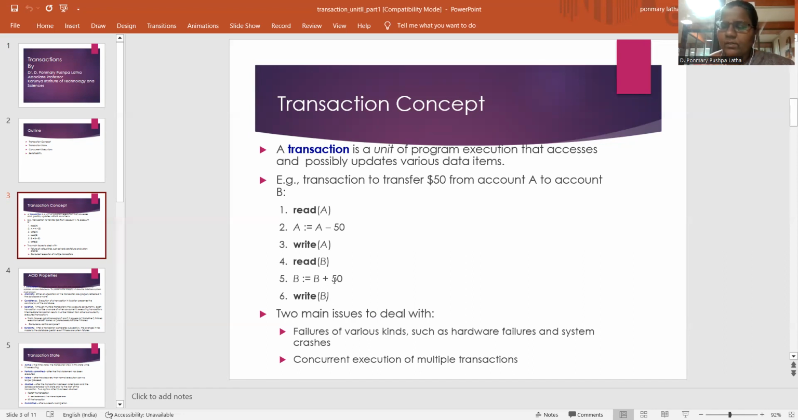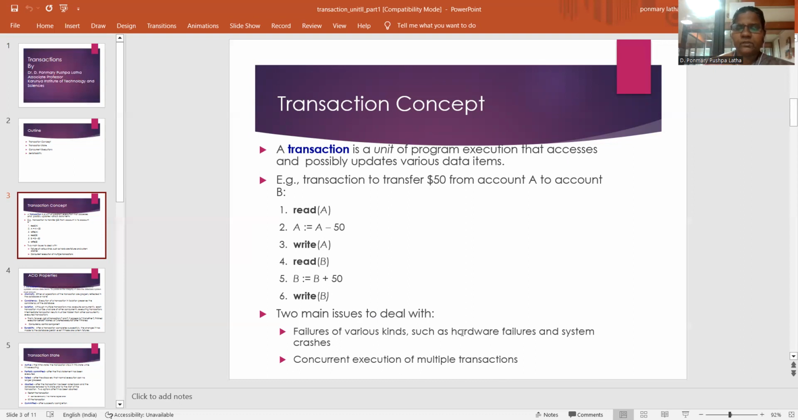Read and read can happen simultaneously. Read and write cannot happen. Write and read also cannot happen. Write and write also you cannot do. So first we read A, and A equals A minus 50, the process is done, and we write A. Then we read B, then we add 50 to B.